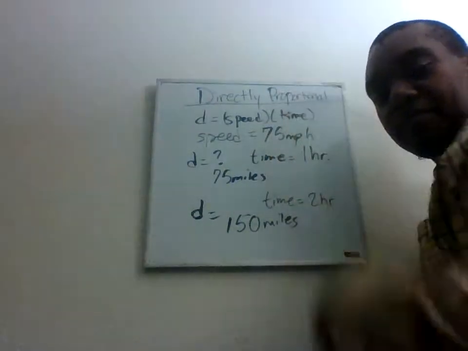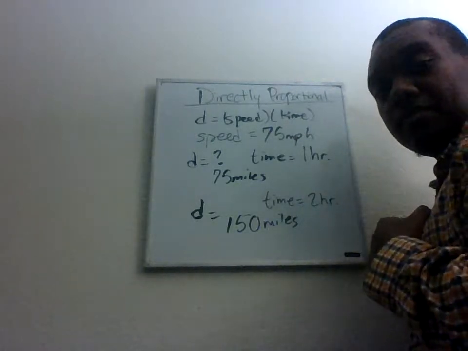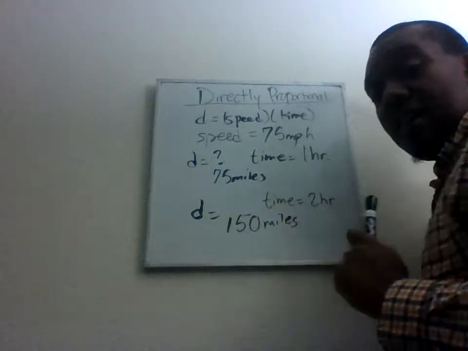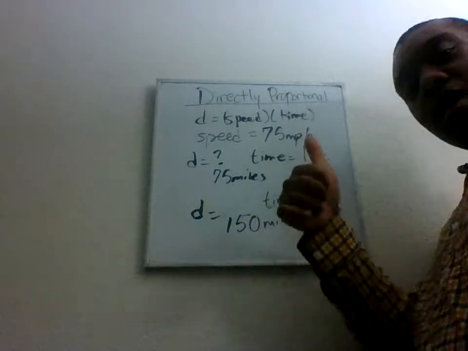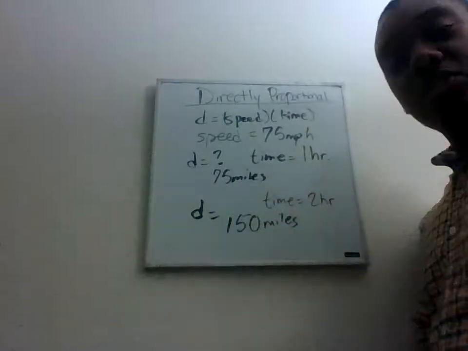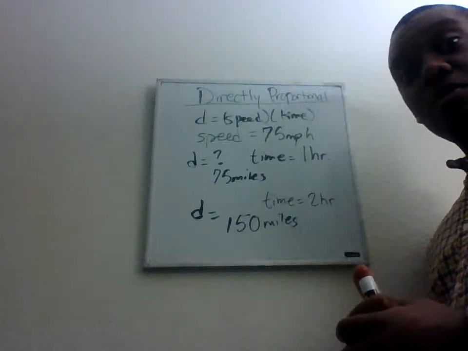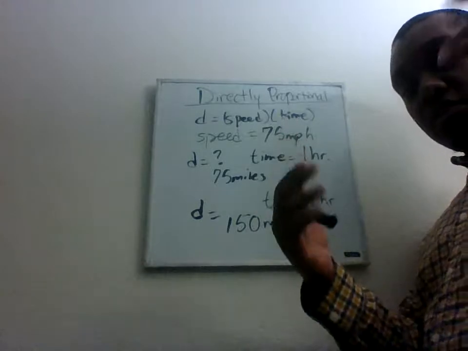Okay, what about decreasing? Well, if we go from 2 hours to 1 hour, we would divide by 2. If we were to go from 150 miles to 75, we would have to divide by 2. It's working either way. As we go up, we go up. As we go down, we go down. So these two things are directly proportional. Wow, that's cool. Where are some other things that are directly proportional? As one goes up, the other goes up as well.